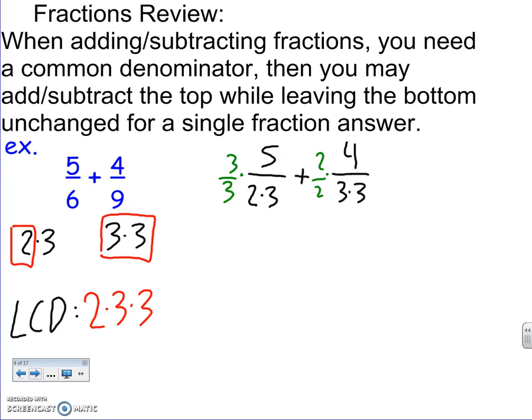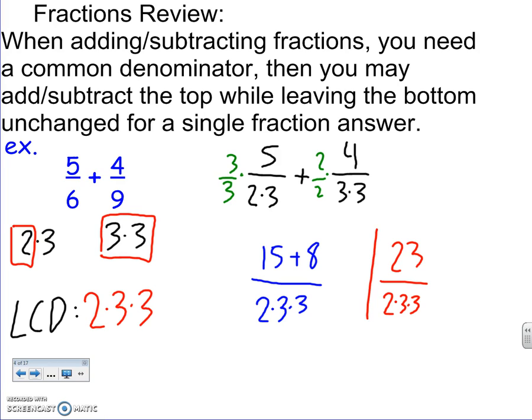You multiply the tops, but you don't worry about the bottom. So 3 times 5 is 15, and plus 2 times 4 is 8, over this LCD. And you just leave it like that. Fix the top: 15 plus 8 is 23 over 2 times 3 times 3. So that is our answer.